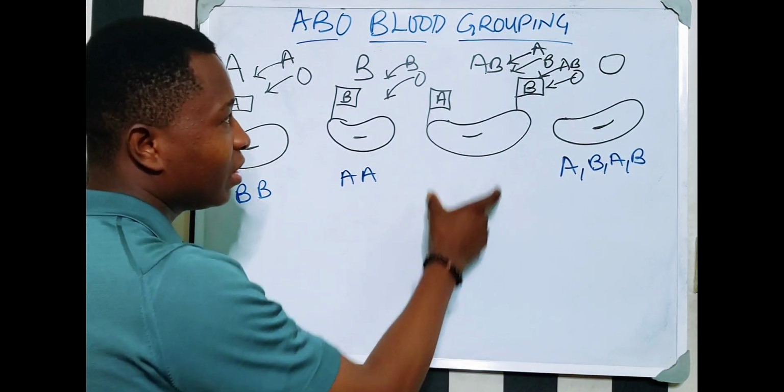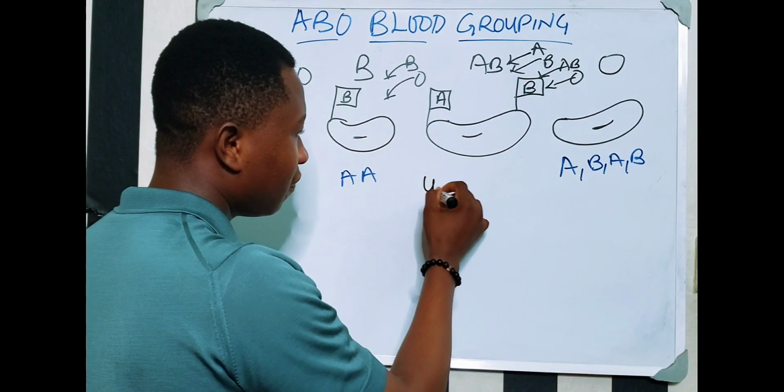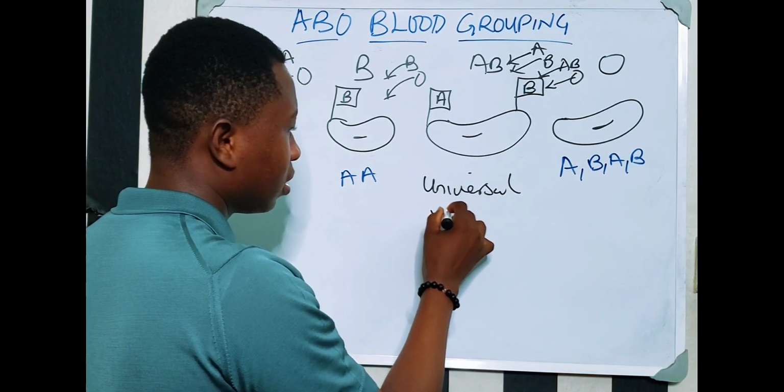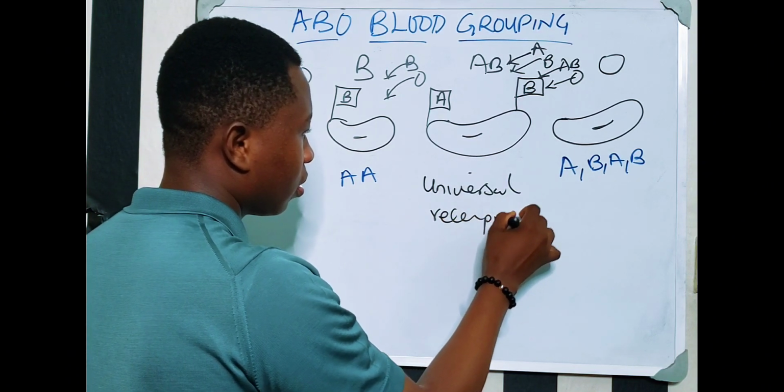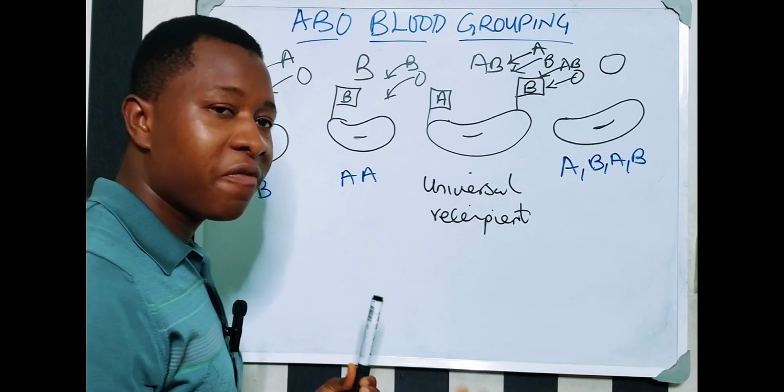So that is why the blood group AB is regarded as the universal recipient. Universal recipient. Okay, it can receive from everybody.